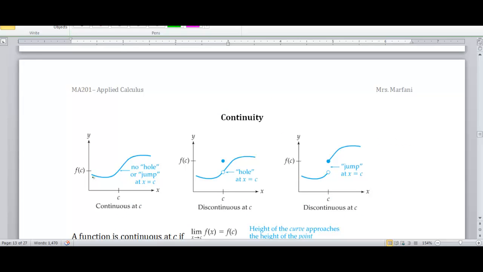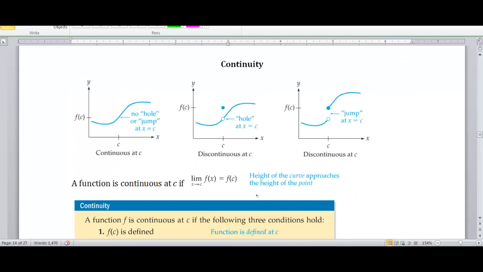A function is continuous if when you put your pen on the graph, you can trace that graph without lifting your pen from the paper, right? So there's no hole or jump. Here we have a hole, so this is a discontinuity at the point x equals c. And here we have a jump, so we have another discontinuity at the point x equals c. This third graph is kind of like a piecewise function, like what we saw before in the example.